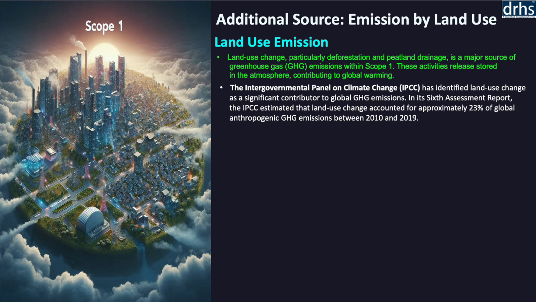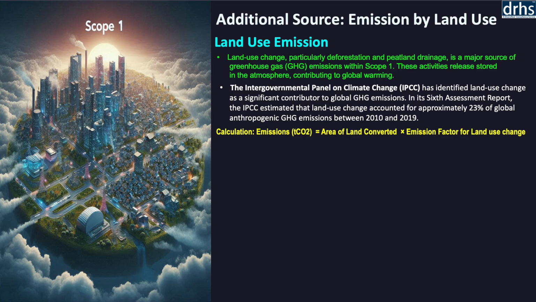The Intergovernmental Panel on Climate Change has identified land use change as a significant contributor to global greenhouse gas emissions in its sixth assessment report. The IPCC estimated that land use change accounted for approximately 23% of the global anthropogenic greenhouse gas emissions between 2010 and 2019. The formula for calculating emission due to land use change is based on the area of the land converted multiplied by the emission factor for the land use change.